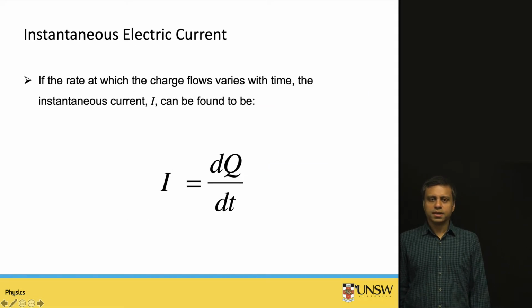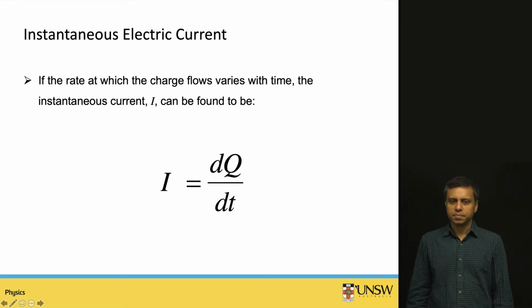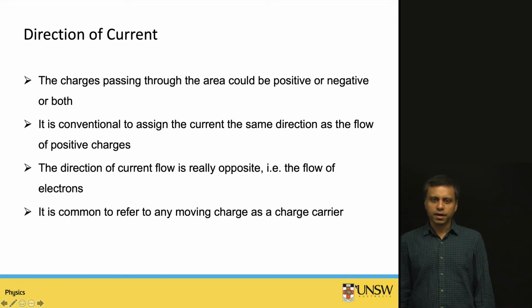What if the current is instantaneous? That is, the current is not constant but changing over time. Then we need to define the instantaneous current as the derivative dq over dt. That is the rate of flow of charge, and it is shown in this expression here, I equals dq over dt. Then what is the direction of the flow of current?